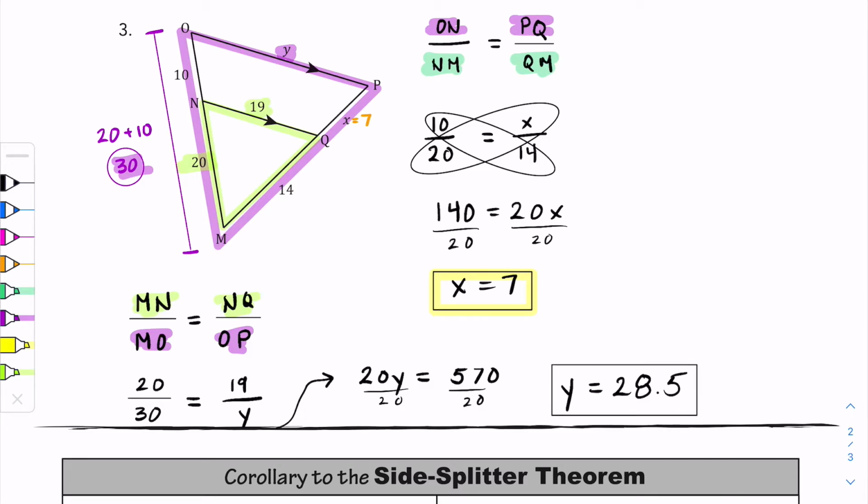So this problem definitely was a little bit of a longer problem. We solved for two missing sides using two different processes. Make sure you clearly understand what we were doing on both of these. And next we're going to move on to a new theorem.